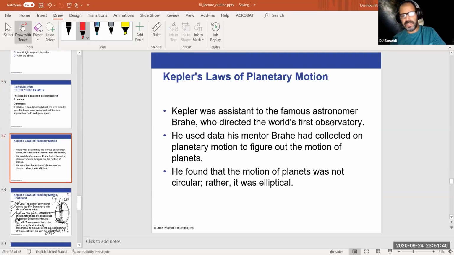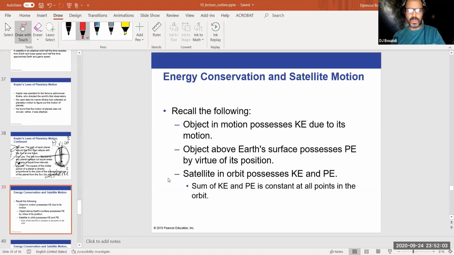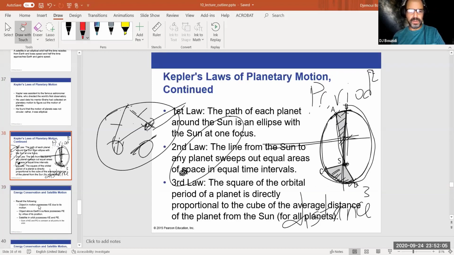Kepler, assistant of the famous Tycho Brahe, an astronomer who directed the world's first observatory somewhere near an island in Denmark, I forgot the name of it. Kepler used to collect his data, and he found that the motion of the planet was not circular, rather it was elliptical. So that's basically what Mr. Kepler found. And those are the 3 laws we discussed already.